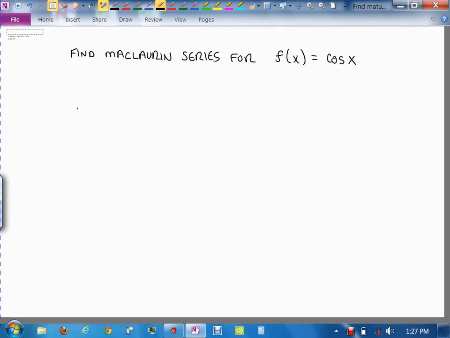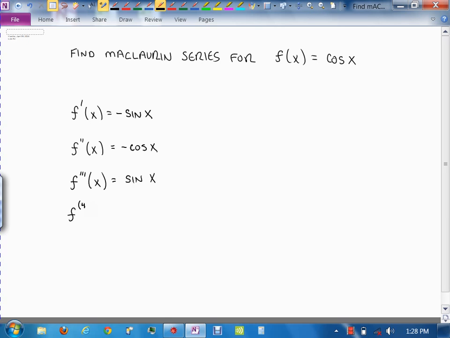taking derivatives. So what's the first derivative of this function? Negative sine x, right? What's the second derivative? So what's the derivative? I forgot to put negative, didn't I? Negative sine x. What's the second derivative? Negative cosine x. What's the third derivative? Positive sine x. What's the fourth derivative?